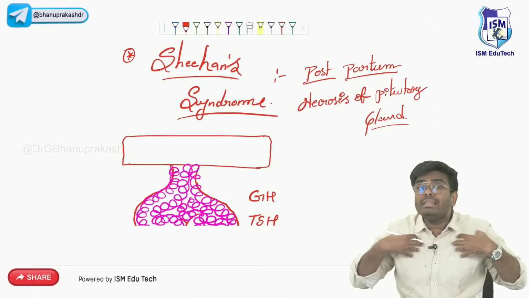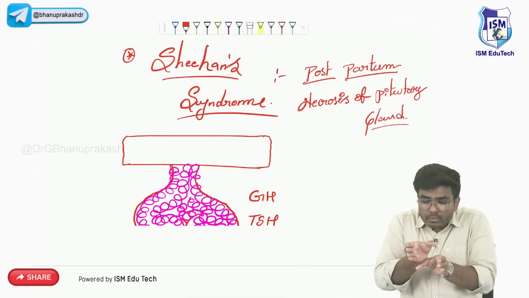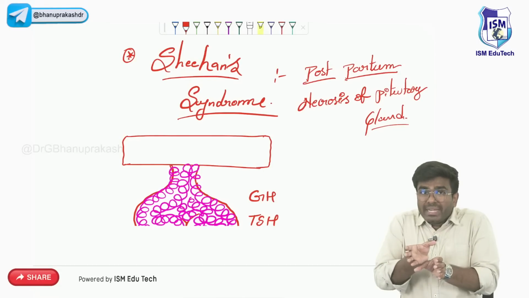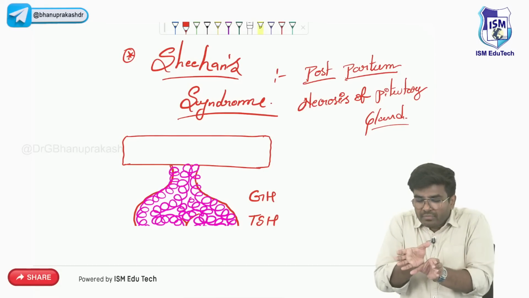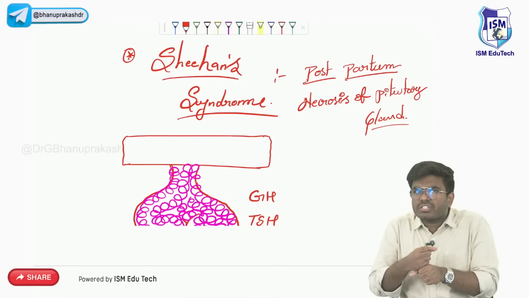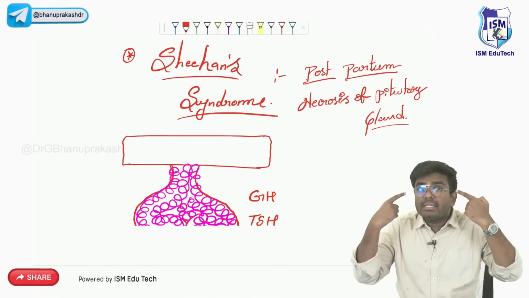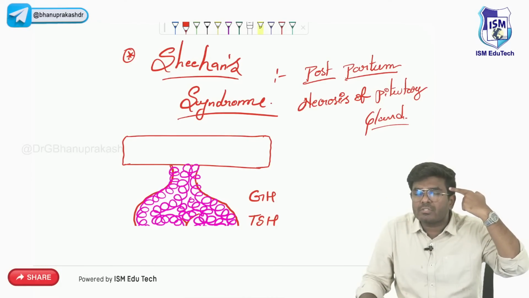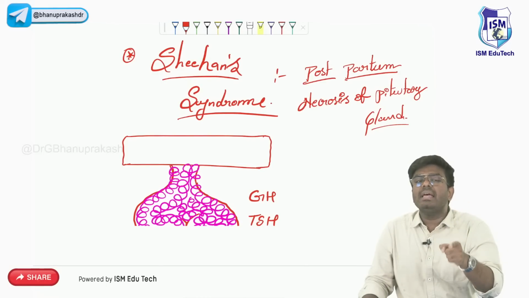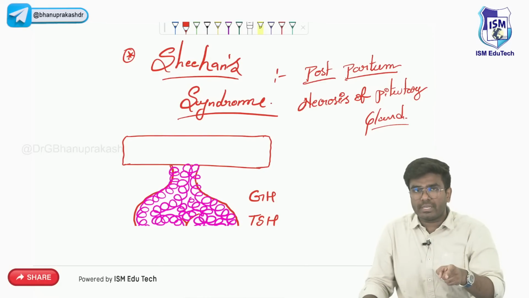her body? All the blood vessels in her body are going to undergo vasoconstriction. To maintain the blood pressure, all the blood vessels will undergo vasoconstriction. Whenever there is vasoconstriction, what happens to the blood flow to the pituitary gland? The blood flow to the pituitary gland is going to be compromised. So whenever blood flow to the pituitary gland is compromised, that causes a necrosis of the pituitary gland.